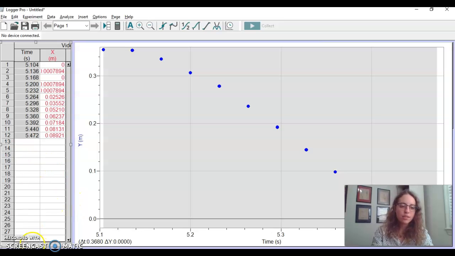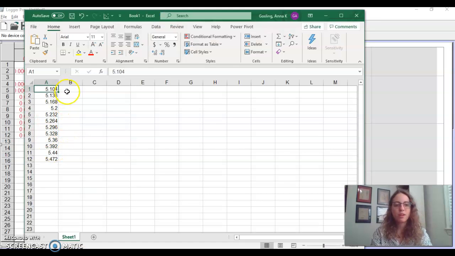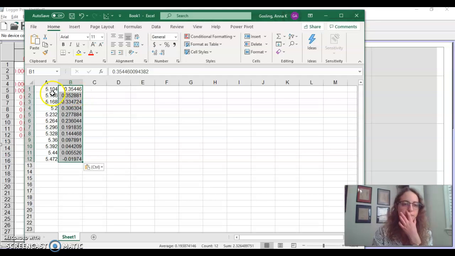I'm going to do the same with my Y position. So remember, I don't care about X, right? X is not important. But I care a lot about Y. So I'll put that in my second box. And when I graph that in Excel, I should see the same thing I saw on Logger Pro.